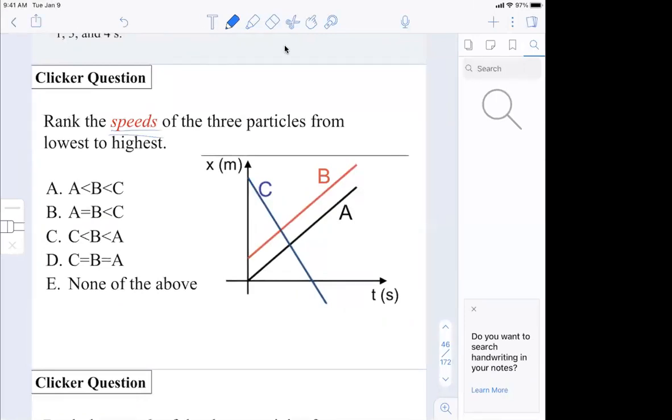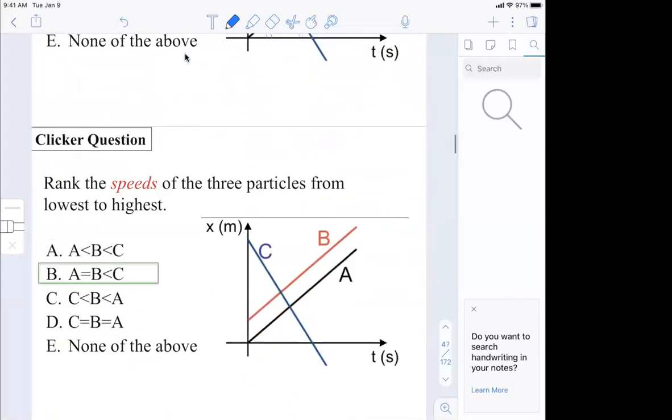C. Imagine you're walking on C versus walking on A and B. Obviously, we don't know the exact slope or exact angle, but it is obvious from the graph C is much more steep. So C has a bigger speed, even though that is a velocity in the opposite direction. So you're right, B is the correct answer. Very good. From the lowest to highest.